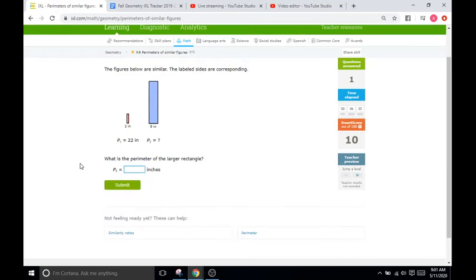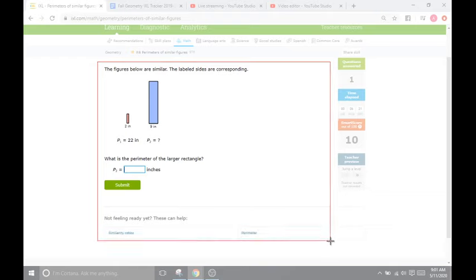Okay, this is a good one. We have two shapes: the very small rectangle here with a base of 2 inches, and a rectangle right here with a base of 9. It gives us the perimeter of the first rectangle is 22 inches all around, and then it wants us to find the perimeter of the second.